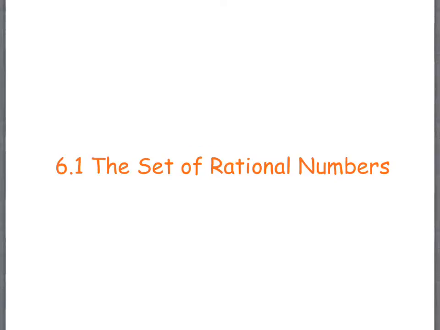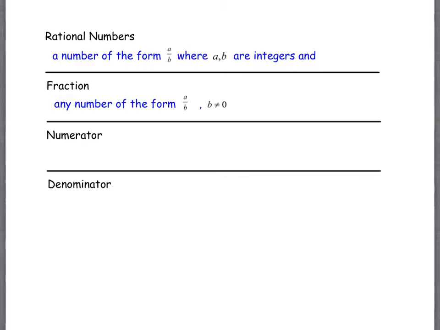All right, section 6.1 is the set of rational numbers. The first thing we're going to talk about is what a rational number is. A rational number is simply a number of the form a over b, i.e. a fraction, right? Where a and b are integers. And we do have to have one more detail that says that b is not 0.